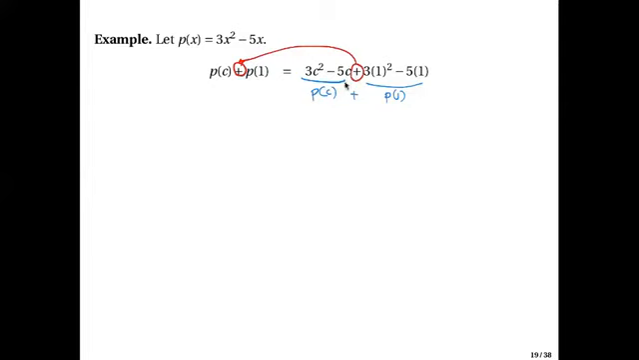So, if we add them, this is what we'll get. We just need to simplify. 3 times 1 squared, that's just 3, minus 5 times 1, that's just 5. So 3 minus 5, that's minus 2. So you will get 3c squared minus 5c minus 2.